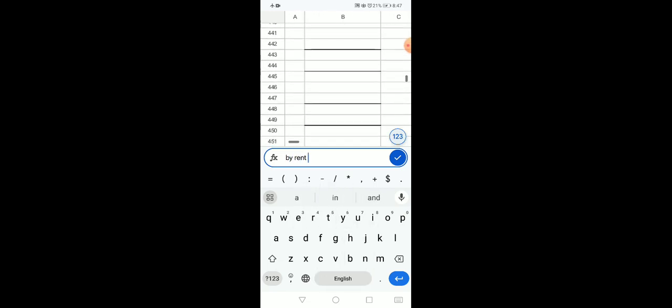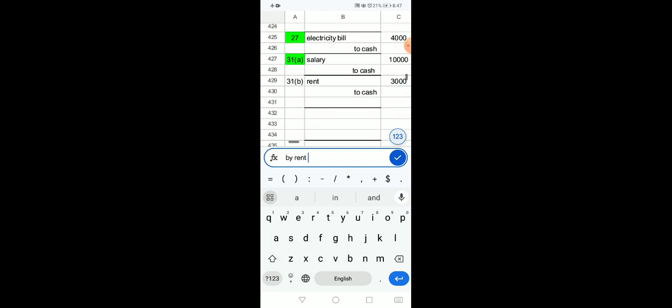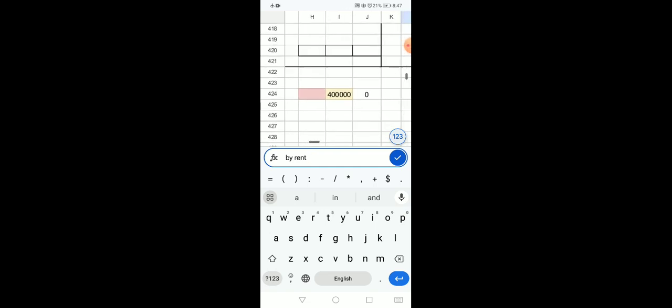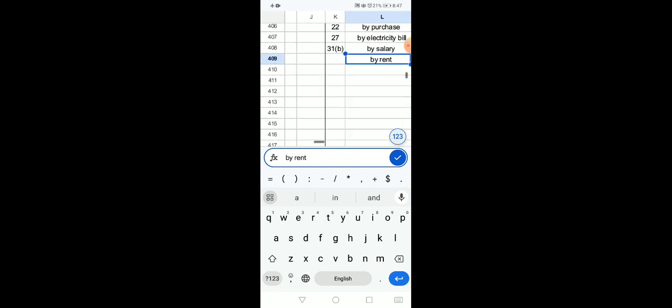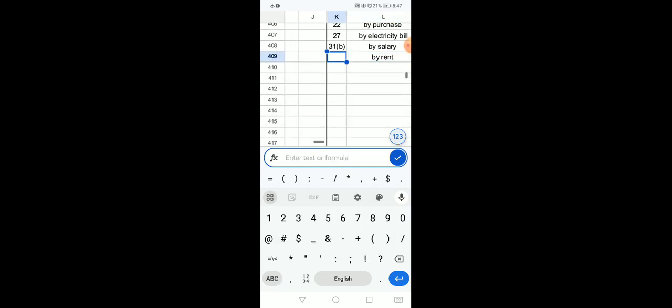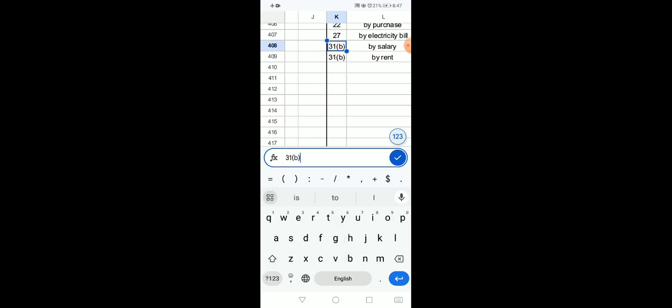Now see its date. I know it's 31B, but I just want to let you know how you will be attentive with each and every detail of the questions. It's 31B. We have seen, and now we are writing over here 31B, and I think the upper entry was 31A. First entry was 31A and now 31B. Rent 3,000.